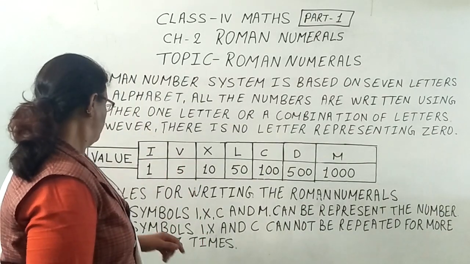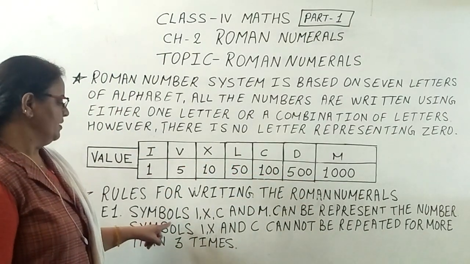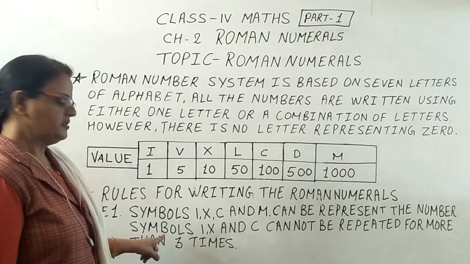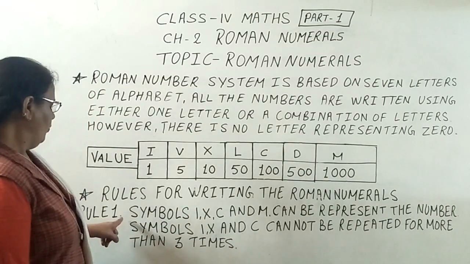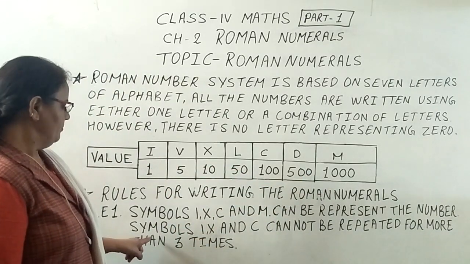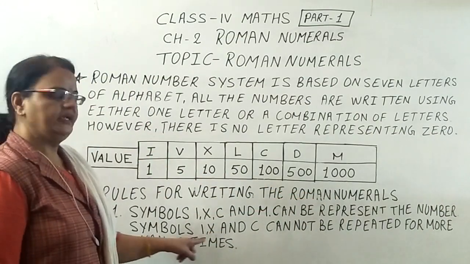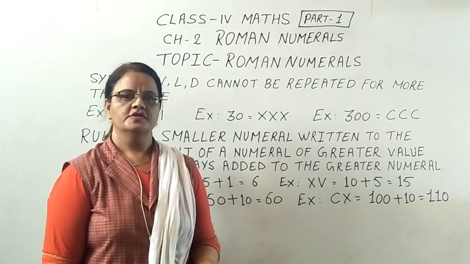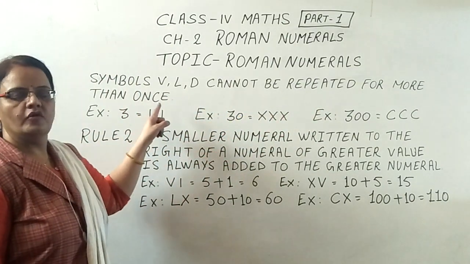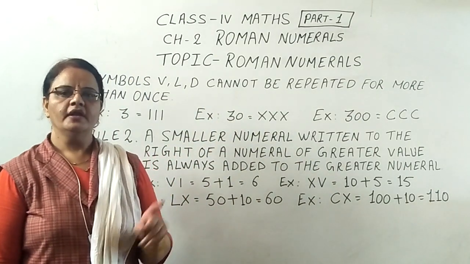So, let's see the rules for writing Roman numerals. Rule 1. Symbols I, X, C and M can be repeated. Symbols I, X and C cannot be repeated more than 3 times. Symbols V, L, D cannot be repeated more than once. Yes, students, in Roman numerals, letters V, L, D cannot be repeated more than one time.